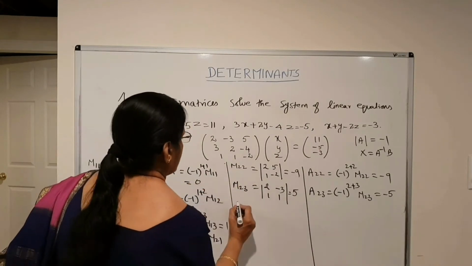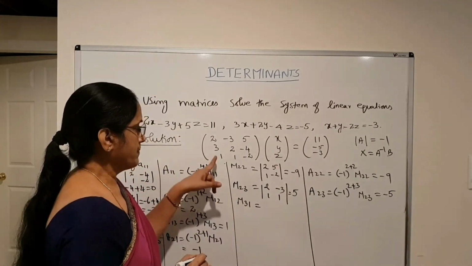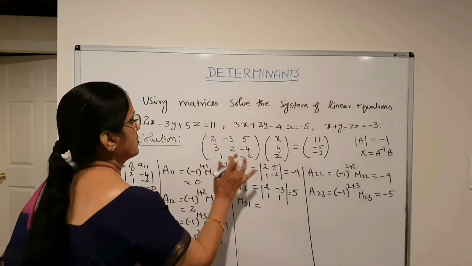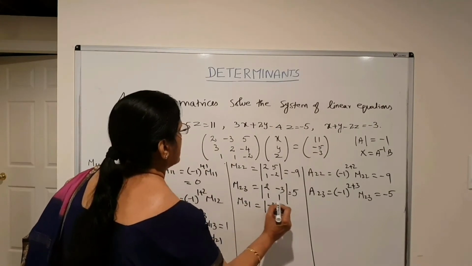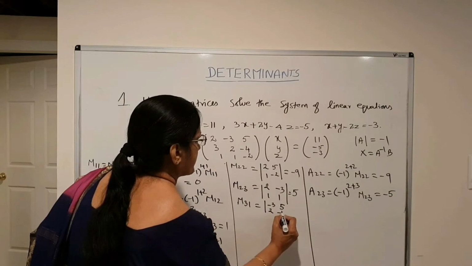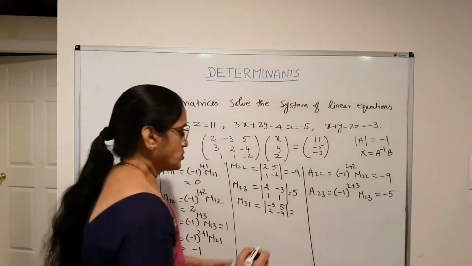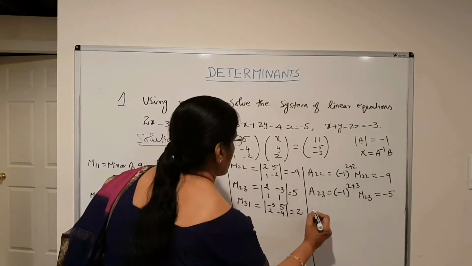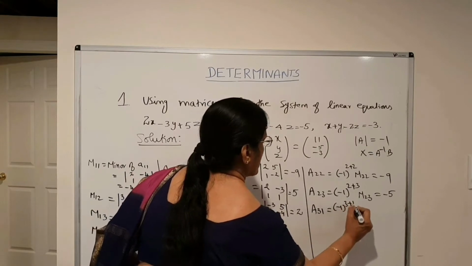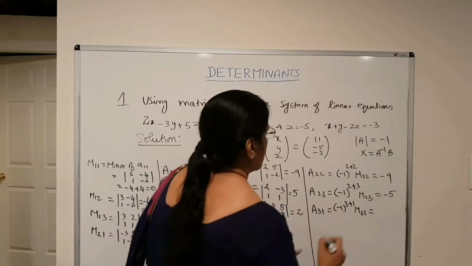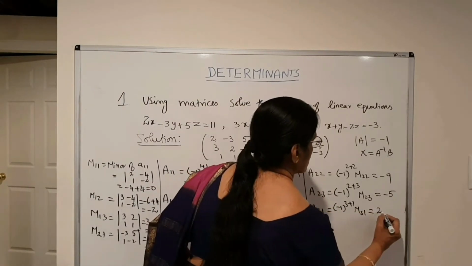Then M31. That is third row, the minor of the element A31. So, leaving the third row and first column, I will have minus 3, 5, 2, minus 4, which is going to be 12 minus 10, which is 2. The corresponding cofactor will be A31, which is minus 1 to the power 3 plus 1 into M31. Minus 1 to the power 4 is 1 and M31 is 2. So the value here is 2.